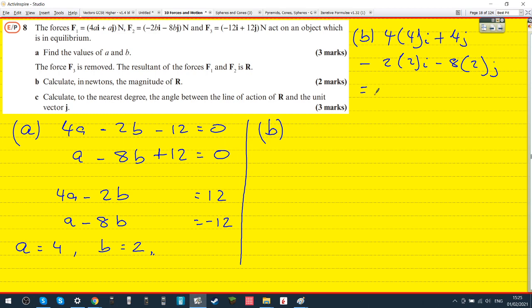And so that will be 16 minus 4, so 12i. And minus 12j. What are you putting into the calculator for that one? Is it 4 and then minus 8 times 2? Yes, sorry. Minus 8 times 2. So that is minus 12. And now I need to do the square root of 12 squared plus minus 12 squared.